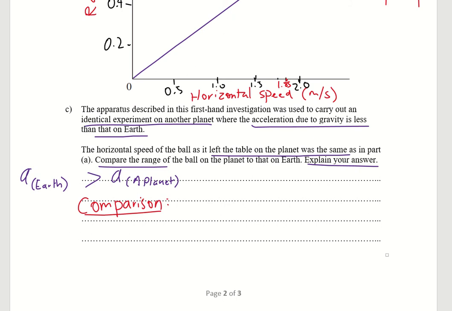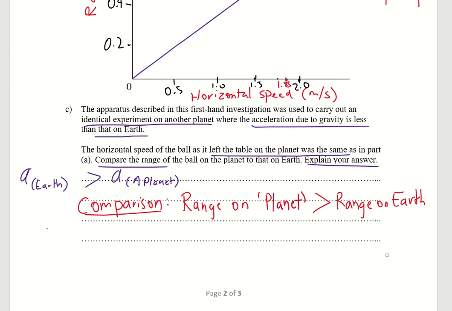Okay, so my comparison is, the range on the planet would be bigger than the range on Earth. Okay, so that's the comparison I've done there. Now I need to explain this answer. And this will require you to use some kinematics equations.